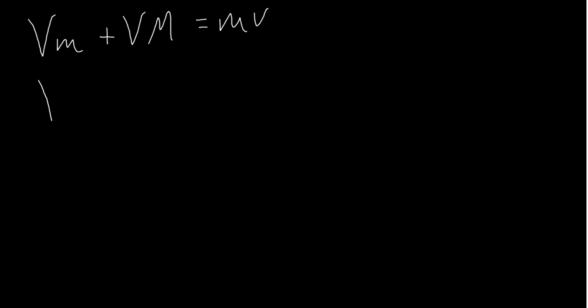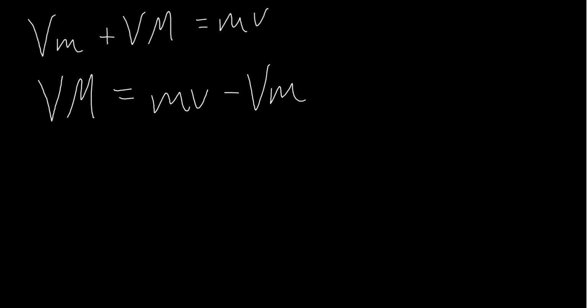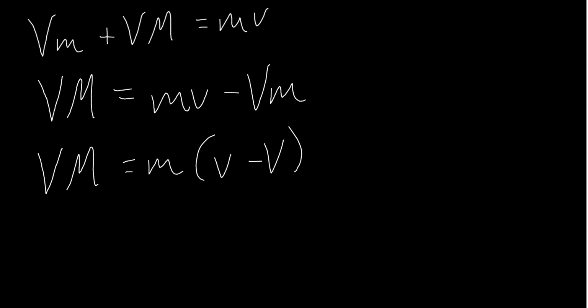I'm going to end up with big V times big M. I could have chosen a little bit better letters. Equal to mv minus Vm. Now, going back to what we've done before, we need to factor out the little m. So we end up with capital V, big M, equal to, factoring out the little m, what remains is v minus V, like so. Then we divide both sides by v minus V, so we end up with V M over v minus big V is equal to m.